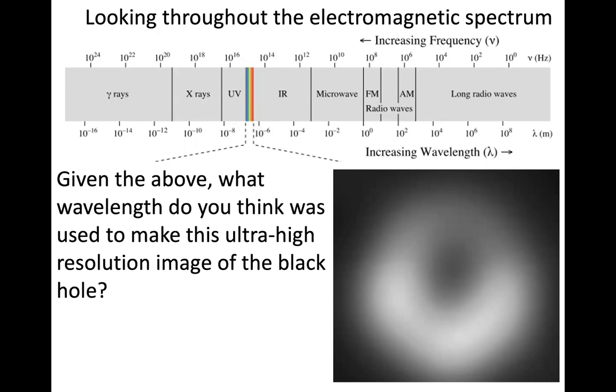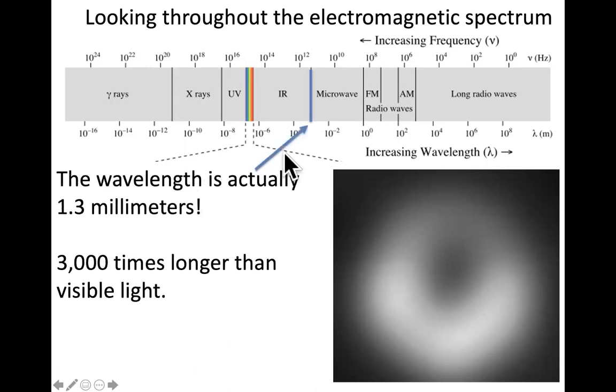In practice, however, this image was not made in visible light at all. It wasn't even made in infrared light. It was made at the boundary between infrared and microwaves. The wavelength of the light used to look at this was actually 1.3 millimeters, which is 3,000 times longer than visible light. This is maybe surprising. It's like resolution is set by wavelength over diameter. Doesn't this require an enormous telescope?